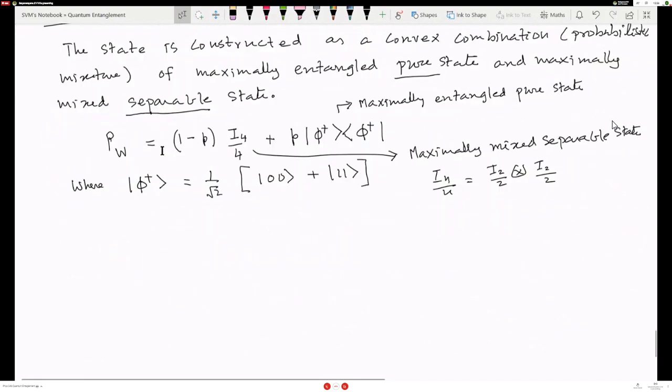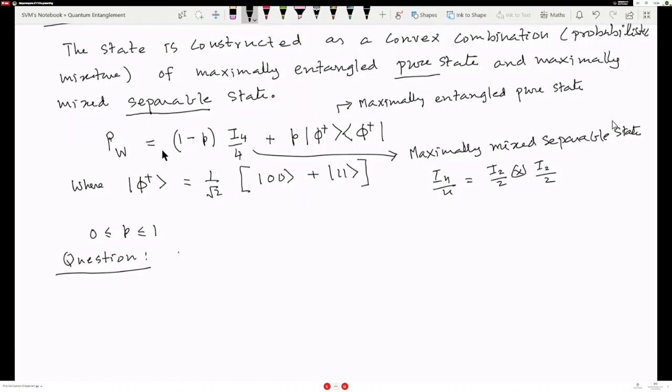Now we have this, and this parameter p is between 0 and 1. If p is equal to 0, then that is a maximally mixed separable state, and if p is equal to 1, then that is a maximally entangled pure state. Now, there are many interesting questions which Werner asked in that paper of 1989, but we will not ask all those questions today. One of the interesting questions that we would ask is the following.